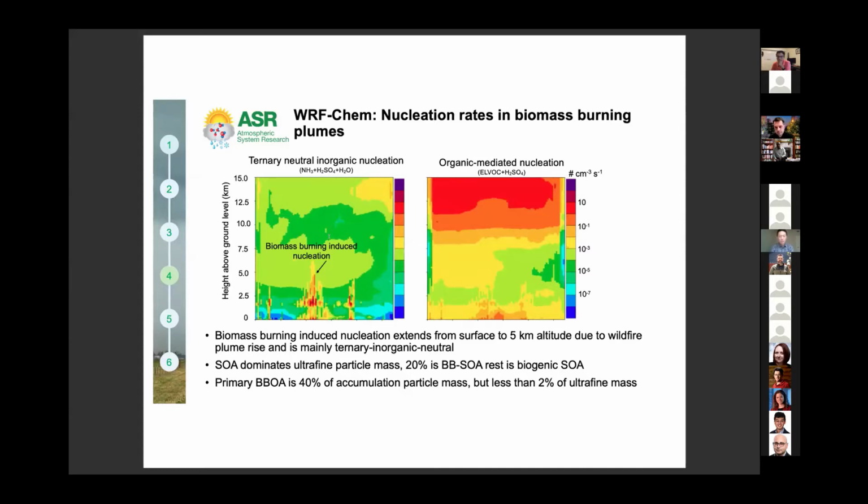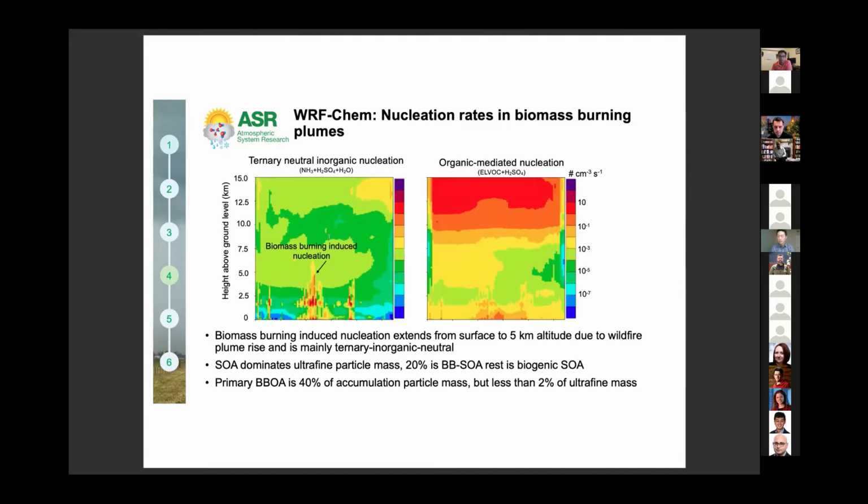of the Amazon rainforest. And as a contrast, if you see on the right, the organic mediated nucleation obviously dominates in the upper troposphere. That is due to monoterpene ELVOC formation. We also see that the plume rise transfers these nucleation events all the way up to 5-kilometer altitudes.